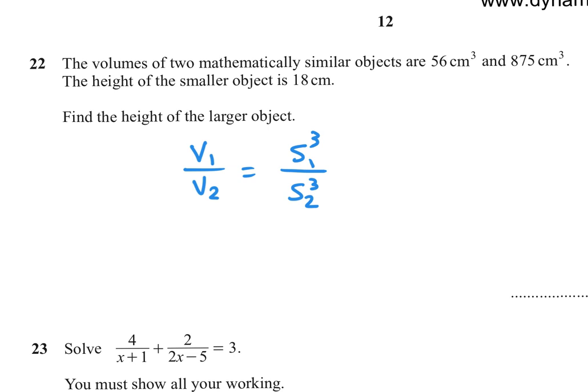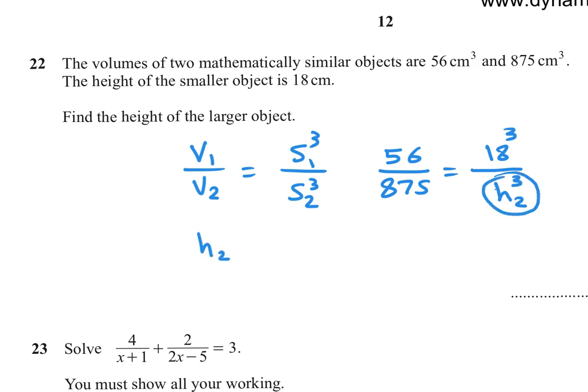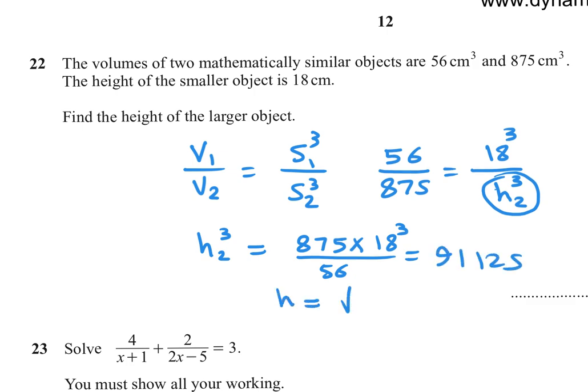So volume 1 is 56, volume 2 is 875, equal to side 1 for the smaller, 18 to the power 3, over side 2, or the height for the second object, H2 to the power 3. So we cross multiply. H2 to the power 3 equals 875 times 18 to the power 3 divided by 56, which equals 91,125. Now the height equals the cube root of 91,125. Use your calculator to find the cube root.